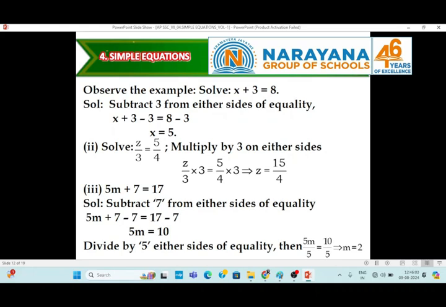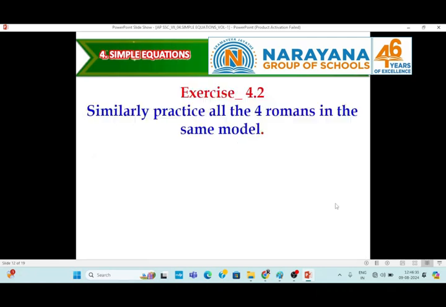Okay. Then 5m plus 7 is equal to 17. Next one. As 7 is added to 5m in LHS, subtract 7 from either side of the equality. So 5m plus 7 minus 7 is equal to 17 minus 7. So plus 7 minus 7 getting cancelled. So 5m is equal to 10. As 5 is a multiplier to m, divide by 5 on either side of the equality. Then 5 getting cancelled. Then m is equal to 10, cancelling 5 2 times, like that. And in exercise 4.2, all the questions are in the same model. So based on the explanation from the previous slides, we are approaching all the sums from this exercise.